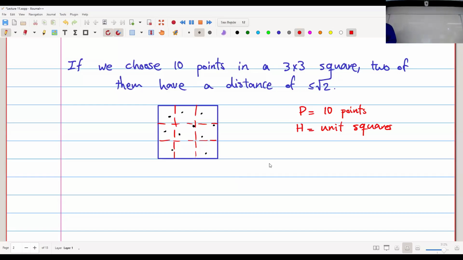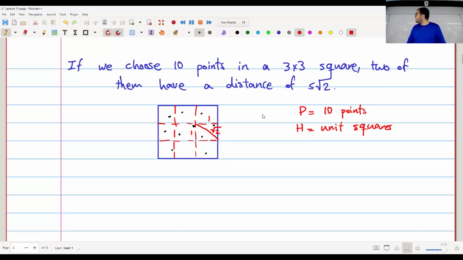So if I have 2 points in the same square, their distance can be at most the length of the diagonal, which is square root of 2, because these small squares are 1 by 1. So the diagonal has a length of square root 2. So whenever I have 2 points in the same square, their distance is going to be at most square root 2. And because I've proven that I definitely have 2 points in the same square, I have proven that I have 2 points that have a distance of at most square root 2.